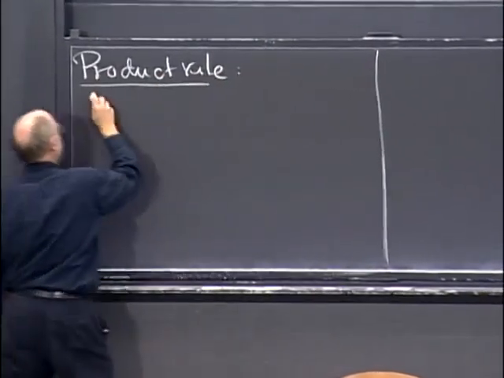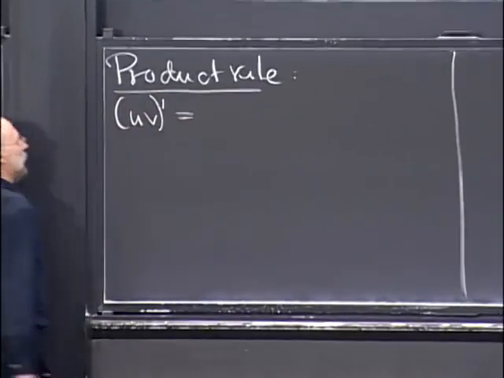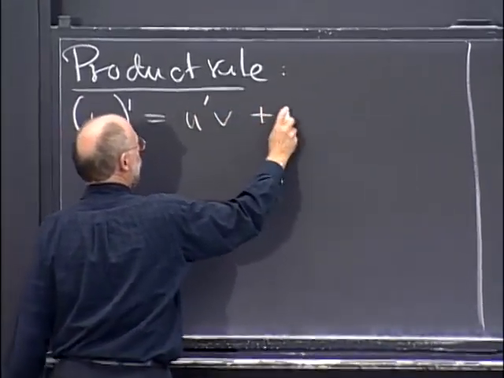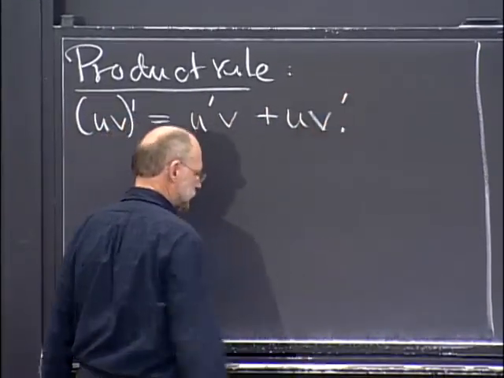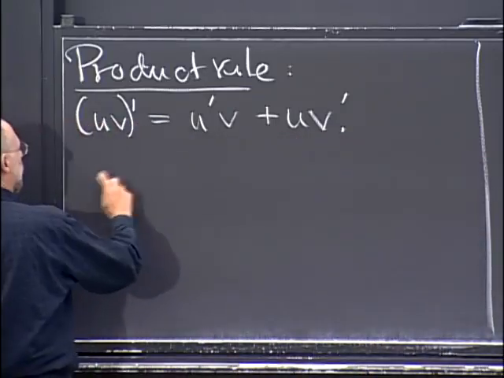The product rule tells you how to differentiate a product of functions, and I'll just give you the rule. First of all, the rule is u prime v plus u v prime. A little bit funny, differentiating a product gives you a sum. But let's see how that works out in a particular example.